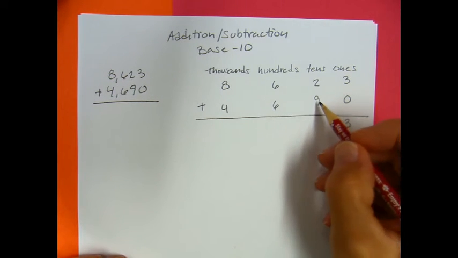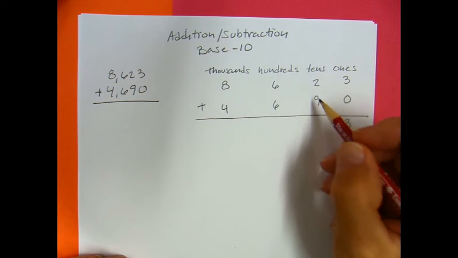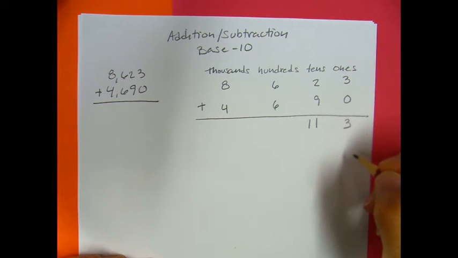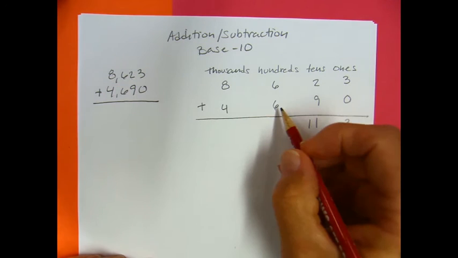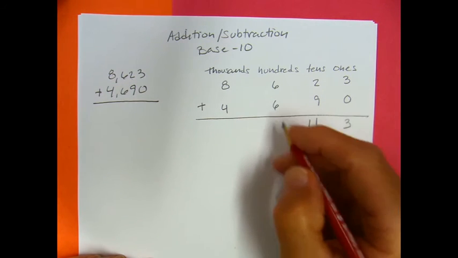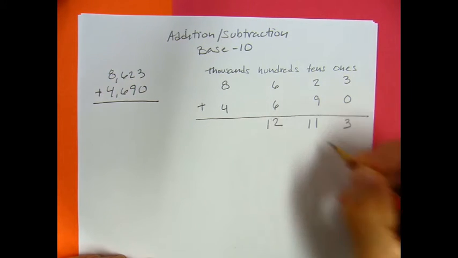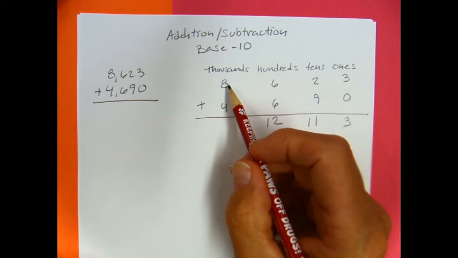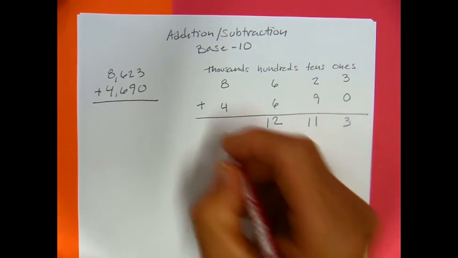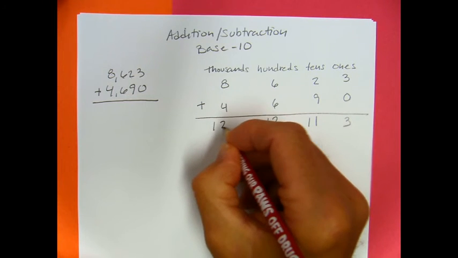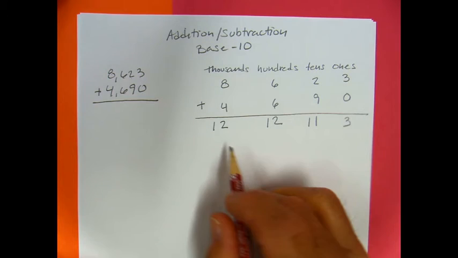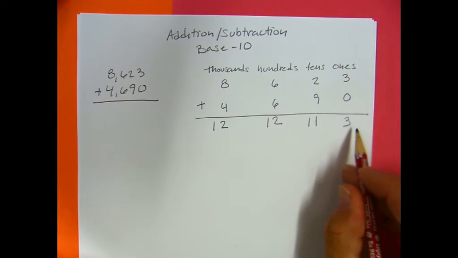Now here we have 9 tens and 2 tens. That makes 11 tens. So we're just going to write that down like this. Over here we have 6 hundreds and 6 hundreds. That makes 12 hundreds. And over here we have 8,000 and 4,000. That makes 12,000. So really the numbers you need to work with in addition are 1 through 20, because these numbers are never going to get larger than that.